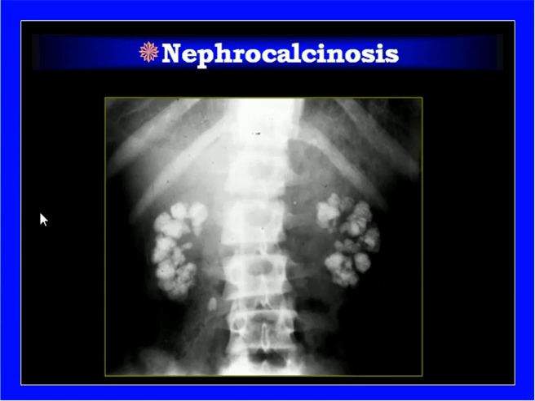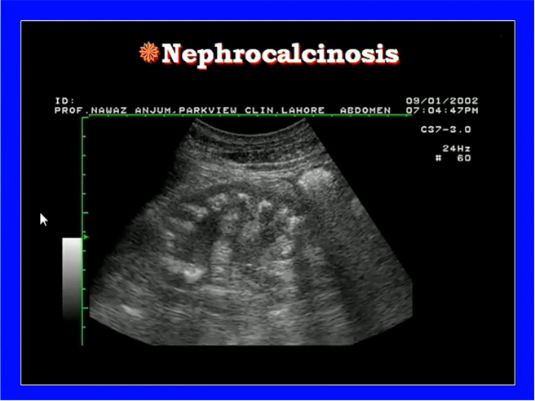Nephrocalcinosis, not very uncommon condition, but here you can see the mulberry appearance in both the kidneys. This is a simple X-ray of the abdomen taken for KUB, no contrast given. Here you can see the radiodense structures filling both the kidneys, and there is one calculus in the right proximal ureter. This is the ultrasound picture of the renal calcinosis. You can see the echogenic structures in the periphery of the renal system, renal cortex.